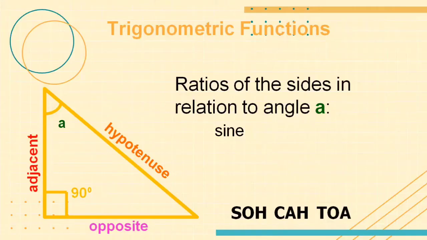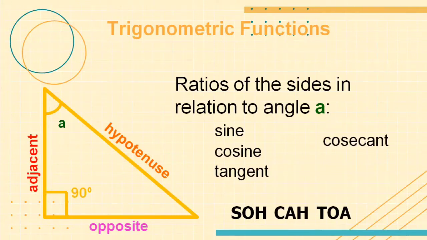The ratios of the sides in relation to angle A are what we call our trigonometric functions. We have 6 trigonometric functions or ratios. We have sine, cosine, tangent, cosecant, secant, and cotangent. Actually, we don't need to memorize these 6 trigonometric functions. 3 of the trigonometric functions will be enough for us to solve for the missing values of the sides of a right triangle or even the angles of the right triangle.